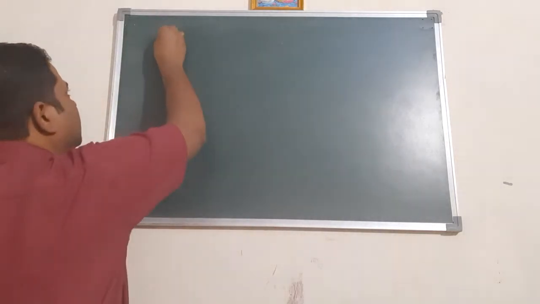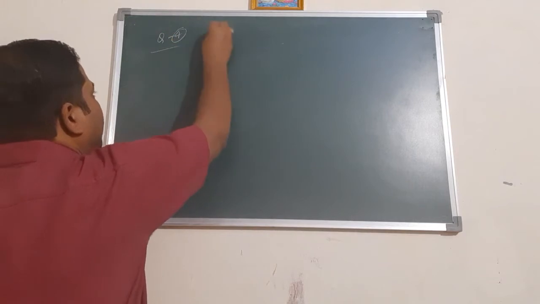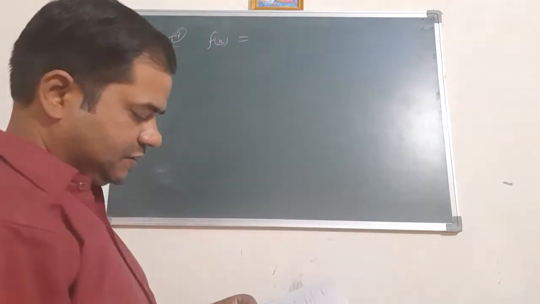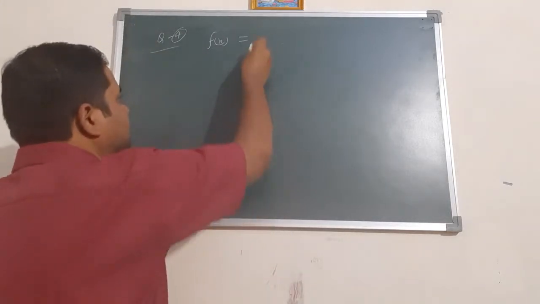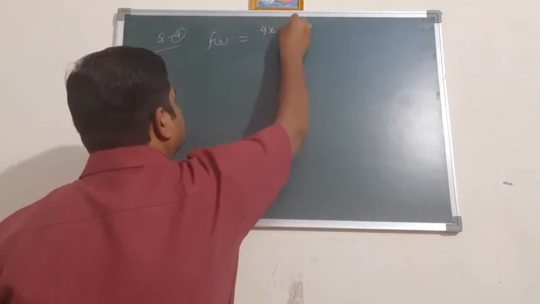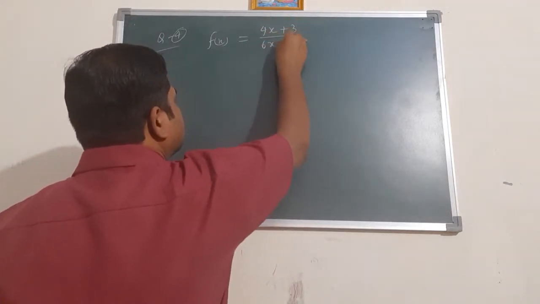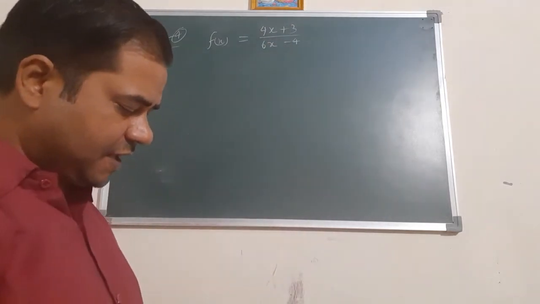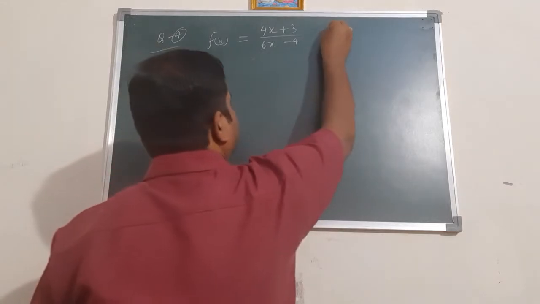What is given? Question number 4. f(x) is given as (4x + 3) upon (6x - 4), where x does not equal 2/3.